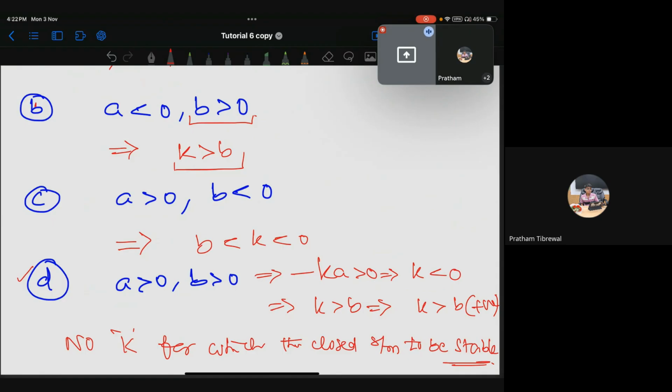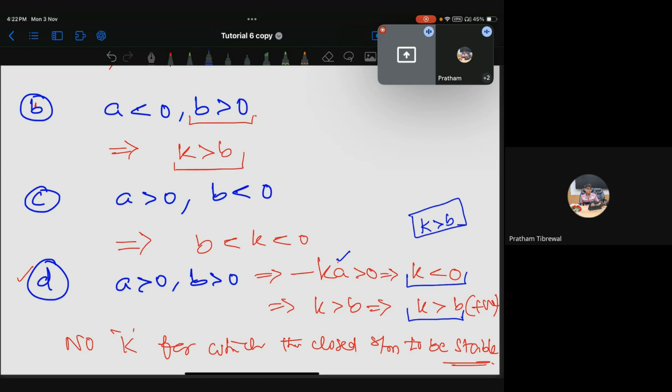A is greater than 0, B is greater than 0. If A is greater than 0, what will happen? Then k would be less than 0, and k has to satisfy the condition of being greater than b. So k comes between 0 and b, and here, to satisfy that condition, k is greater than b.